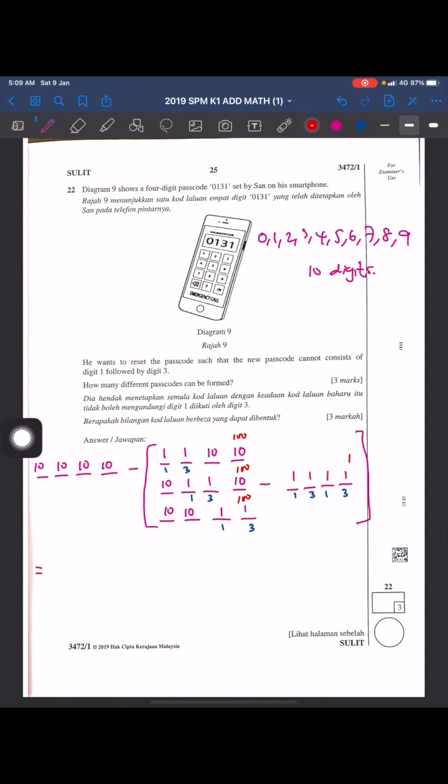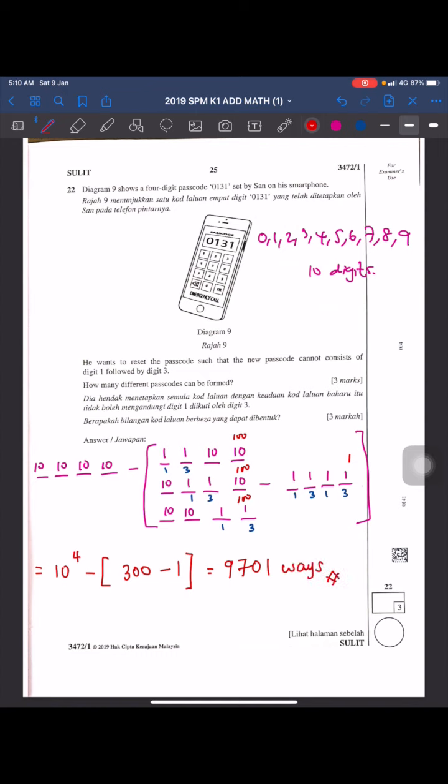Okay, so kalau semua ni kita ada 10 kuasa 4 tolak. Okay, yang ini berapa ways ni? 300 lah sebab ada 3 kan. 100 tambah 100 tambah 100. 300 minus, okay, this is only one way. Okay, nak susun. So, minus 1. Okay, so bila tekan calculator, kita akan dapat 9701 ways.